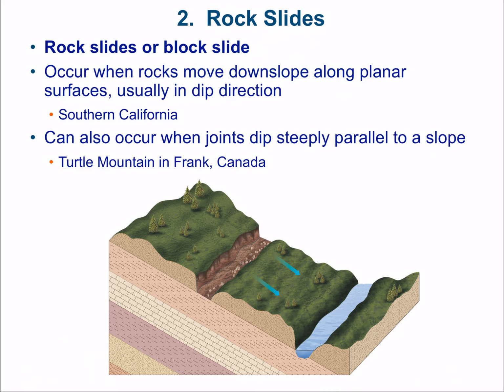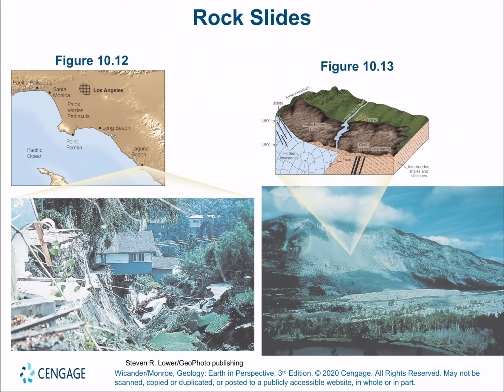Rock slides occur when your rock moves downslope. They're typically going to move along a planar surface, and it moves in the dip direction. So you can see our dip direction is shown like this. So our blocks are sliding in that dip direction. They can also occur when joints dip steeply, parallel to a slope. Here are some pictures of rock slides. You see in California, you can see how all the rock from underneath this house has slid downward.